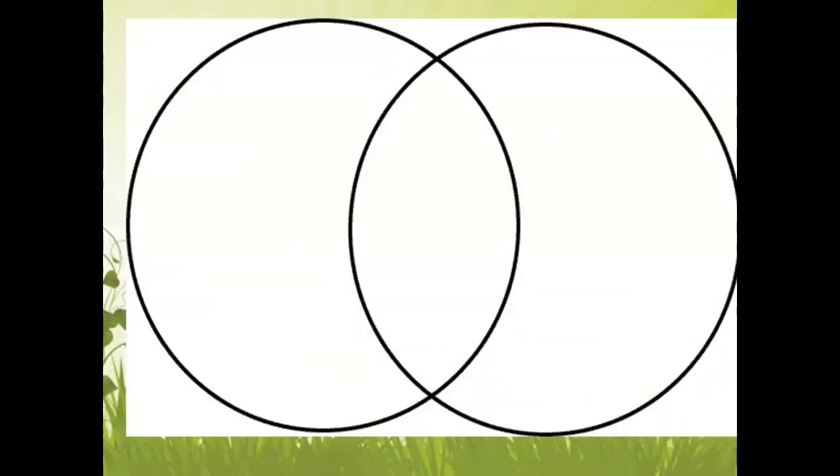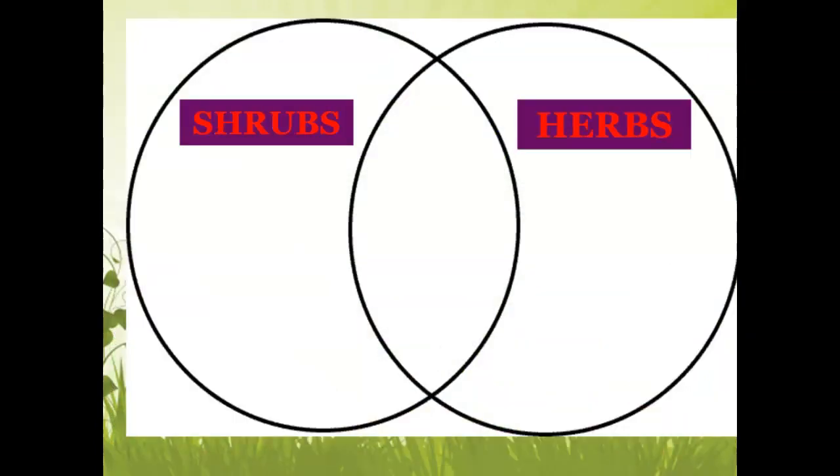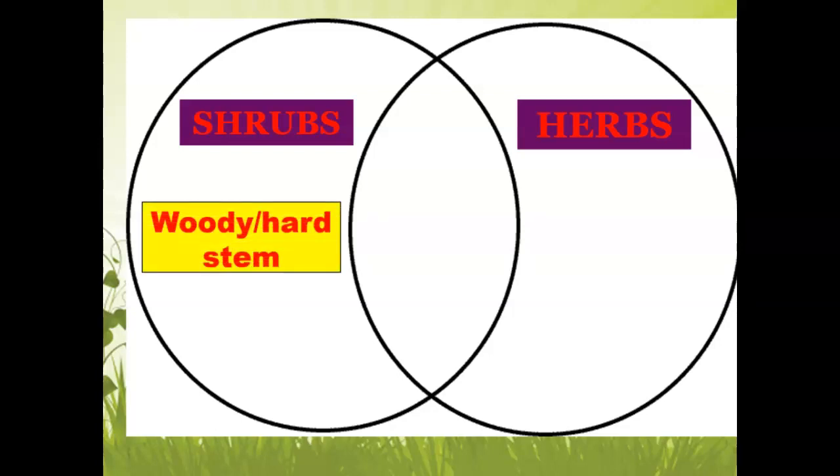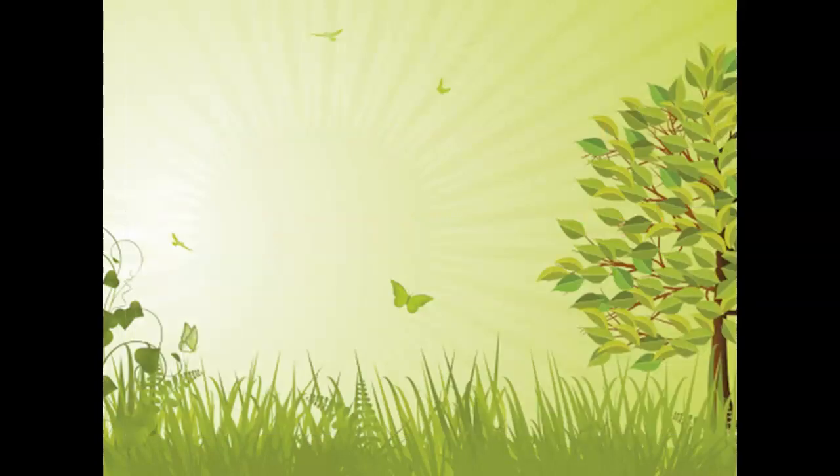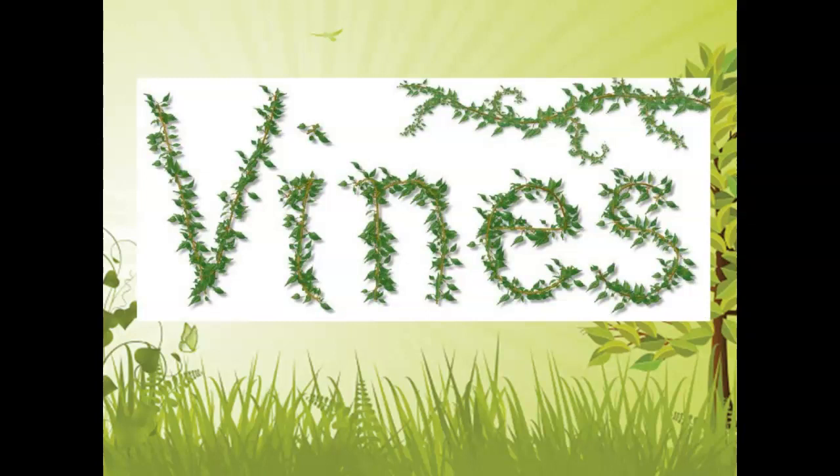Now, let's use again the Venn diagram to see the differences and similarities of shrubs and herbs. Shrubs, they are woody and hard stem. For herbs, they have soft stem. For their similarities, they are both short plants. Let's proceed to the fourth kind of stem, vines.